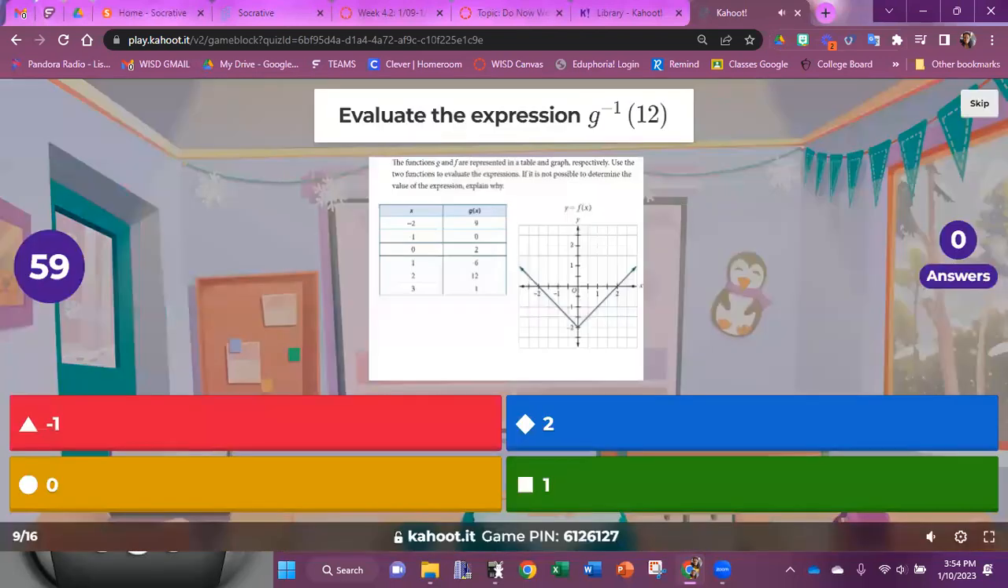Evaluate G inverse at 12. Remember, inverse means you start where?